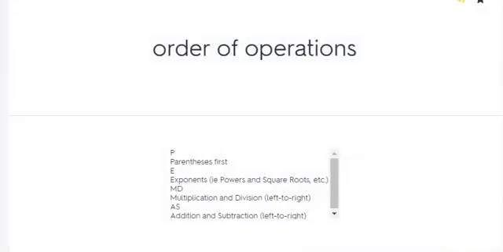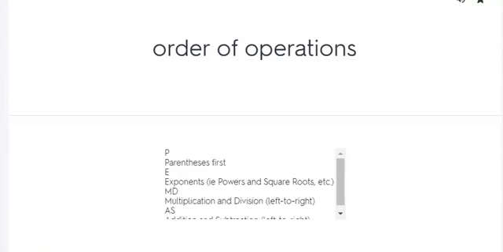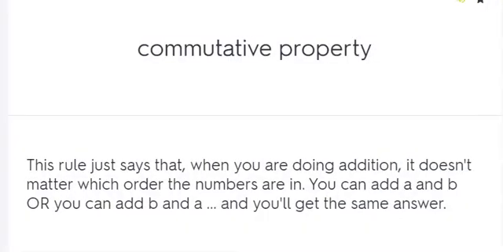Order of operations: P, parentheses first; E, exponents; MD, multiplication and division; AS, addition and subtraction. Commutative property: this rule just says that when you are doing addition, it doesn't matter which order the numbers are in. You can add A and B or you can add B and A, and you'll get the same answer.